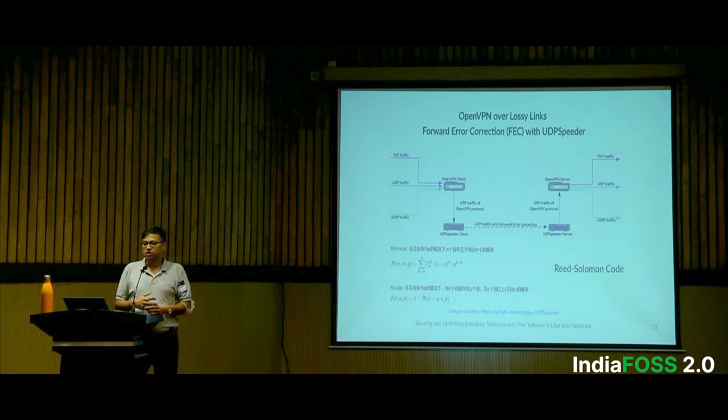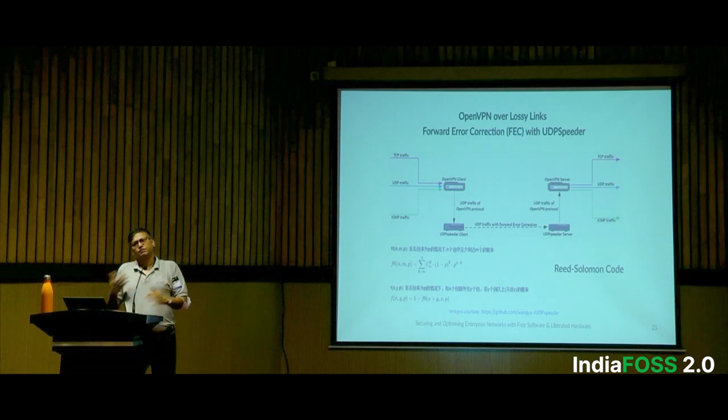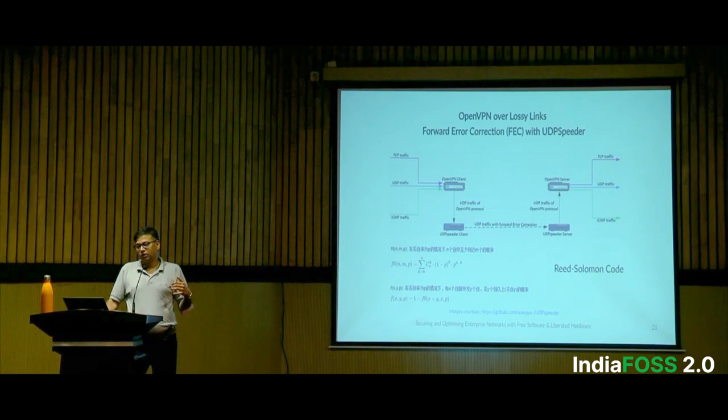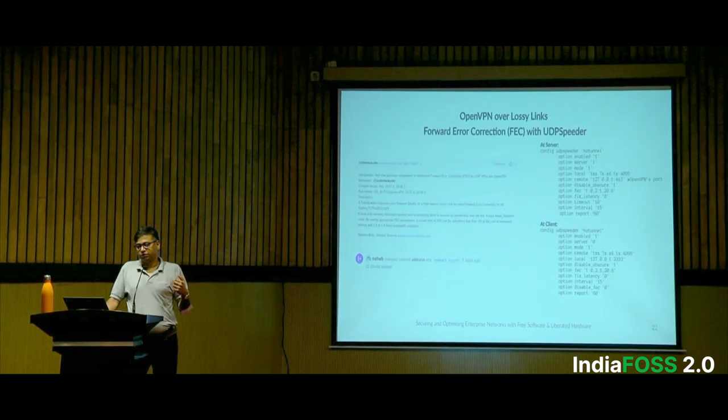UDP Speeder, what it does is it sends extra packets. For example, one packet extra for every 10 packets sent. It's configurable. So if packets are getting lost in transmission, the extra packets cover those losses, and the 10% packet loss can be reduced to less than 0.18%. So this package was not in OpenWRT, but it was available outside of OpenWRT. So I'm the maintainer of this package for the OpenWRT project.